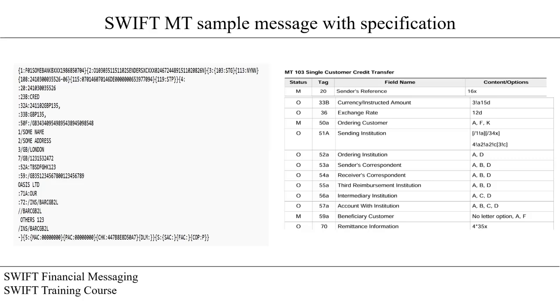So another example is the tag 33B in the spec on the right hand side, which is the currency and instructed amount. If you look at the content options for that, it is 3!a. That means it starts with a 3 character alphanumeric code. Then the 15d means 15 numeric, followed by a decimal number.